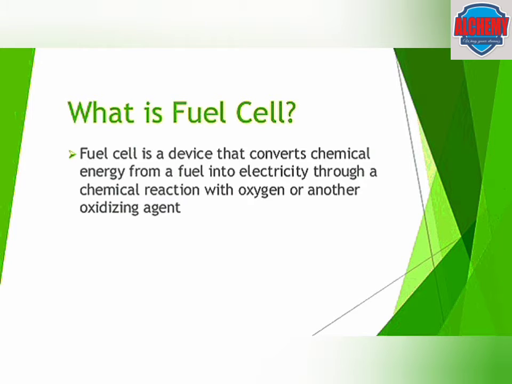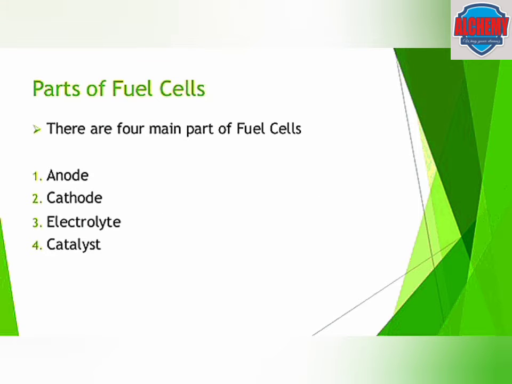Next, we will discuss the fuel cell. A fuel cell is a device that converts chemical energy from a fuel into electrical energy through a chemical reaction with oxygen or another oxidizing agent. There are four main parts of a fuel cell. They are the anode, cathode, electrolyte, and a catalyst.